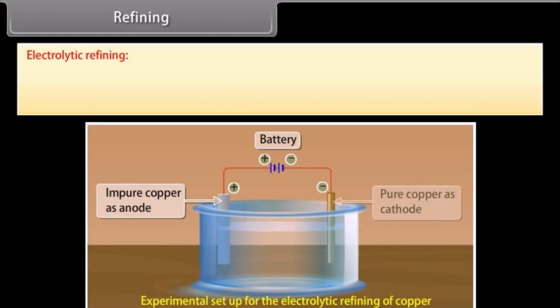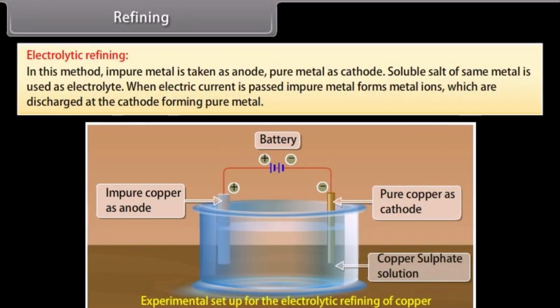Electrolytic refining. In this method, impure metal is taken as anode, pure metal as cathode. A soluble salt of the same metal is used as electrolyte. When electric current is passed, impure metal forms metal ions, which are discharged at the cathode forming pure metal. For example, copper, zinc and aluminium.